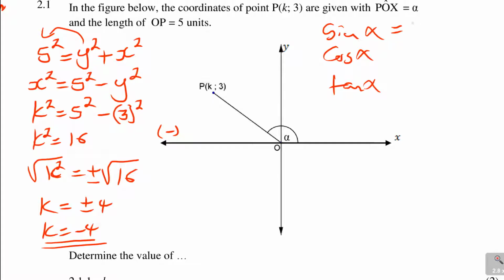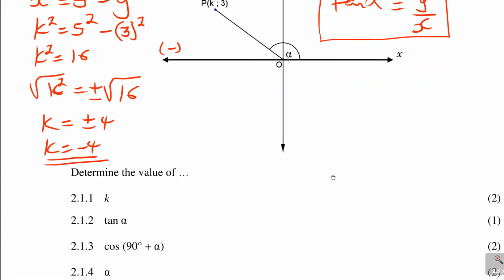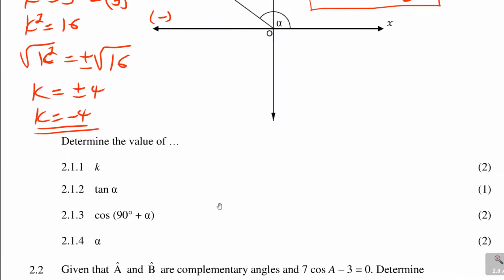Sine alpha is equal to y over r. This you need to know. Cos is x over r, and then tan is y over x. These you need to know in terms of x, y, and r. So if they say find tan alpha, they want me to find that. That's why it's 1 mark. You can just state it. It comes from SOHCAHTOA, but you can state it. So tan alpha, 1 mark.